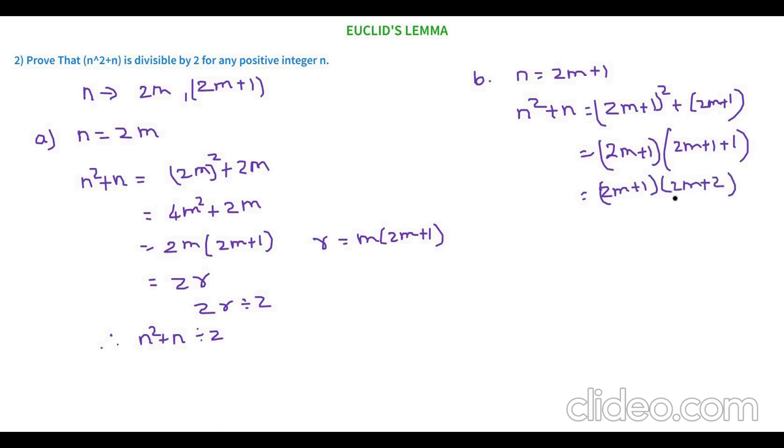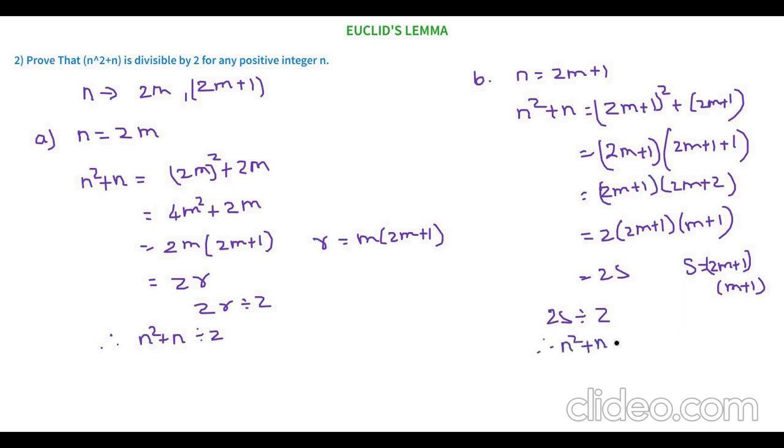And now as you could see, there is 2 common in these two. So I will write it as 2 times (2m plus 1) times (m plus 1). So is it easy now to write like this? Now, this is a long number. So instead of this, I will write s equals (2m plus 1) times (m plus 1). So instead of this whole part, I will write it as s. So this is 2s. So as we could clearly see, 2s is exactly divisible by 2. So therefore, n square plus n is also divisible by 2. So we can tell it as n square plus n is divisible by 2 for any type of positive integers.